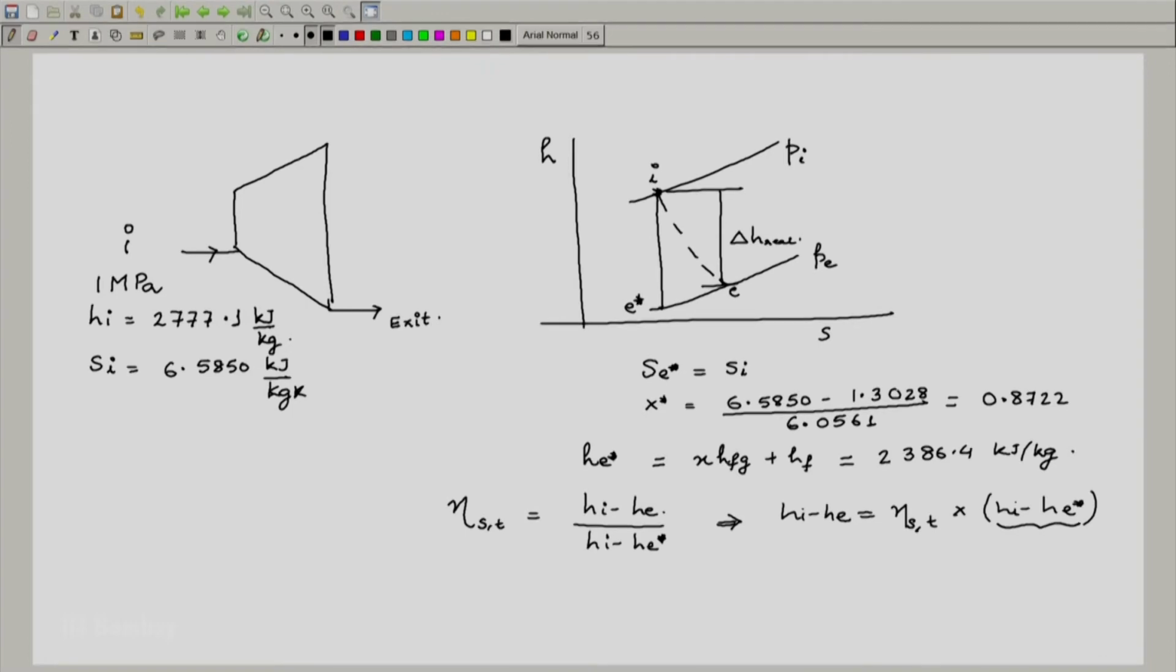So, we know what this is, Hi minus He star, because we know both Hi and He star, and we know that this has been given as 0.8. So, we can go ahead and calculate that Hi minus He should be equal to 312.56, which means that the real He should be 2464.54 kilojoule per kg, and this number should be greater than the ideal He star. So, it is greater.